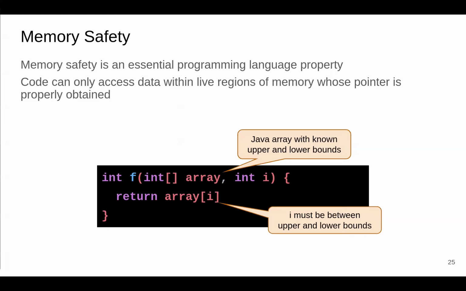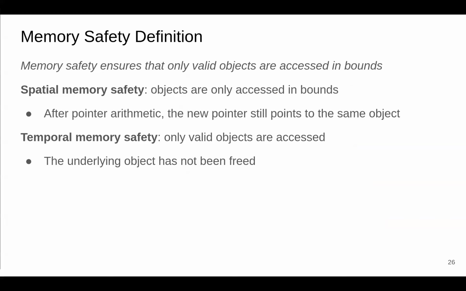If it does not, this is a so-called memory safety violation. Memory safety ensures that only valid objects are accessed inside the bounds. We have spatial and temporal memory safety. Spatial means that everything is only accessed in bounds, so after pointer arithmetic, we may have to check. Temporal safety means that the underlying object is still live and hasn't been freed or reclaimed. So the underlying object has not been freed.